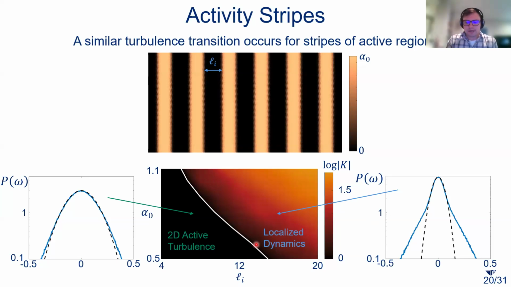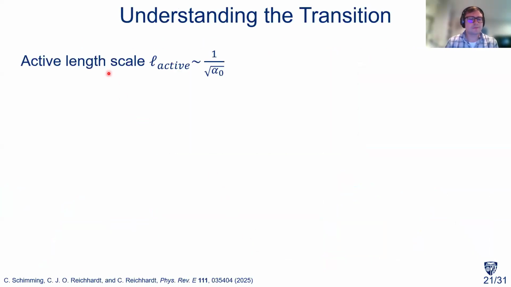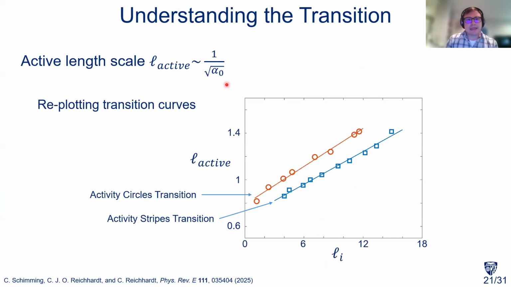To give you some intuition for why this transition is occurring, it actually is just an interplay of length scales in the system. And it has to do with something that I haven't introduced yet. It's this active length scale, which is set by the competition of elastic and active forces. Essentially, it's proportional to 1 over the square root of the activity. And if you replot those transition curves that I just showed, where now the y-axis is the critical active length scale instead of the critical activity, for both the circles and the stripes, the critical active length scale just goes linearly with the distance between the active regions.